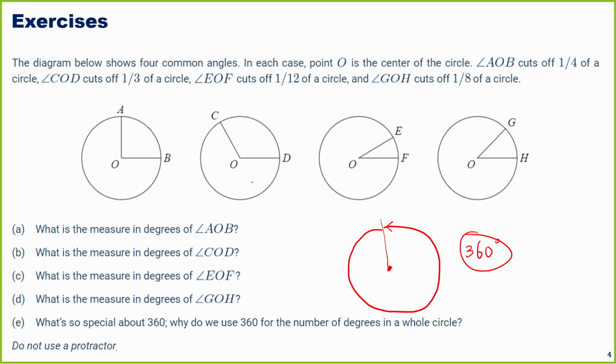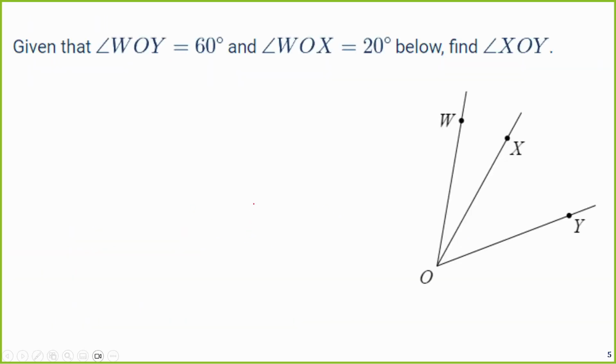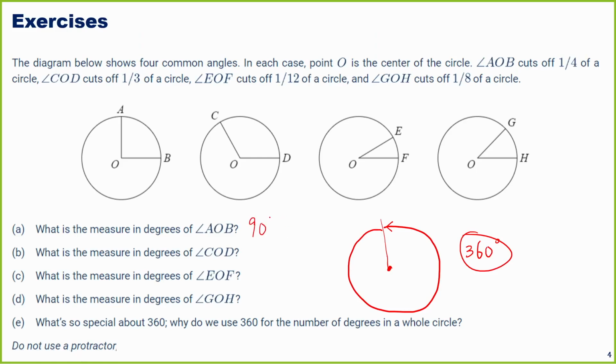All right, you should have finished. So angle AOB is 1/4 of 360 degrees, right? So it's 90 degrees. And angle COD is 120 degrees. Angle EOF is 30 degrees. Angle GOH is 45 degrees, right? Any questions?